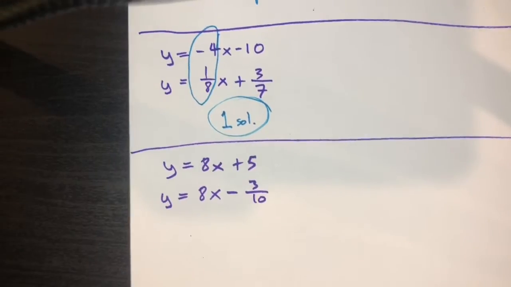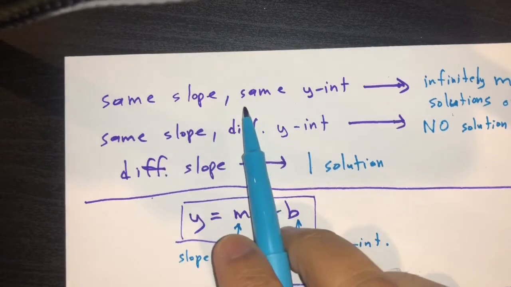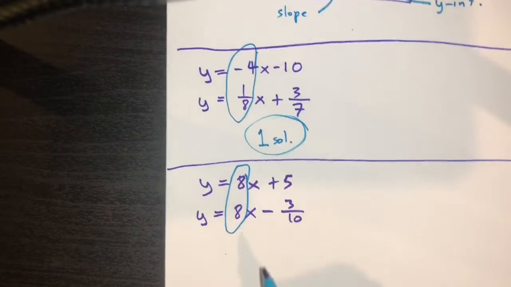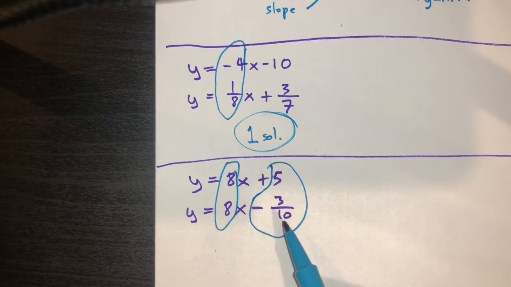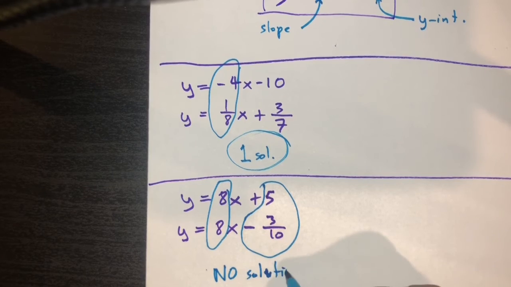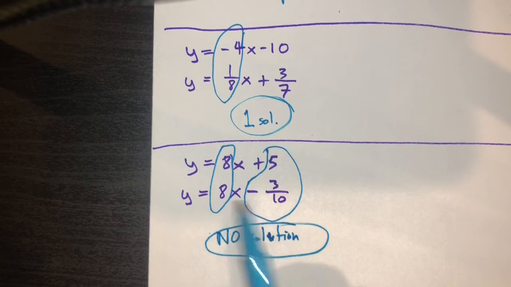Okay, our next example here. What are the slopes? They're the same. Same slope, same y-intercept, infinitely many. Different y-intercept, no solution. Y-intercept. They are different. So this is going to be no solution. Same slope, different y-intercept, no solution.